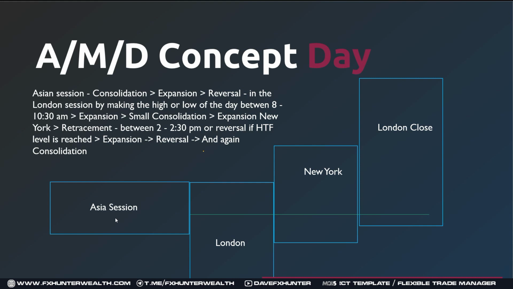So let's go back in here. So we have a low of the day between 8 to 10:30, right, in here. Then from here we can have an expansion, small consolidation, right? Then mostly in the New York 2 to 2:30 we can have a pullback, right? And then continuation, or if the price reaches some higher time frame level in here, and also the news mostly used for it, that can also be the reversal, right?